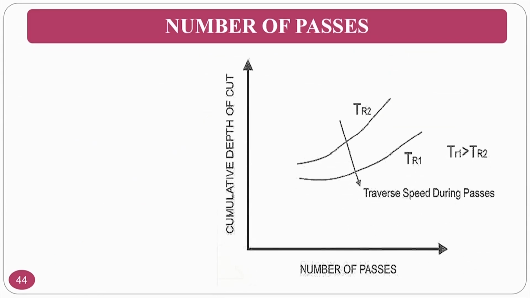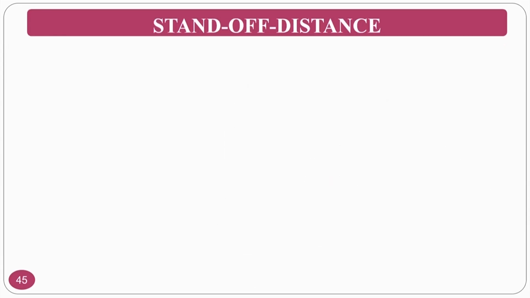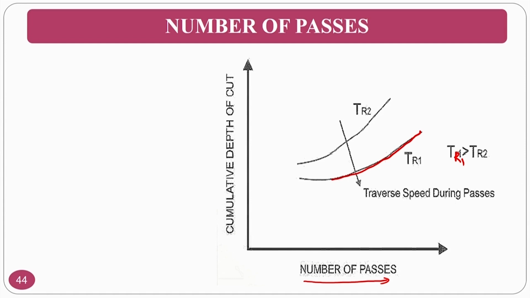As the number of passes increases, the cumulative depth of cut obviously will increase. And if you see the traverse speed, if the traverse speed is high, what will happen? It has insufficient time to cut the material. That is why, if the traverse speed is very high, TR1 is greater than TR2. In this TR1 case, the nozzle is moving at a faster rate, so it has insufficient time to cut.